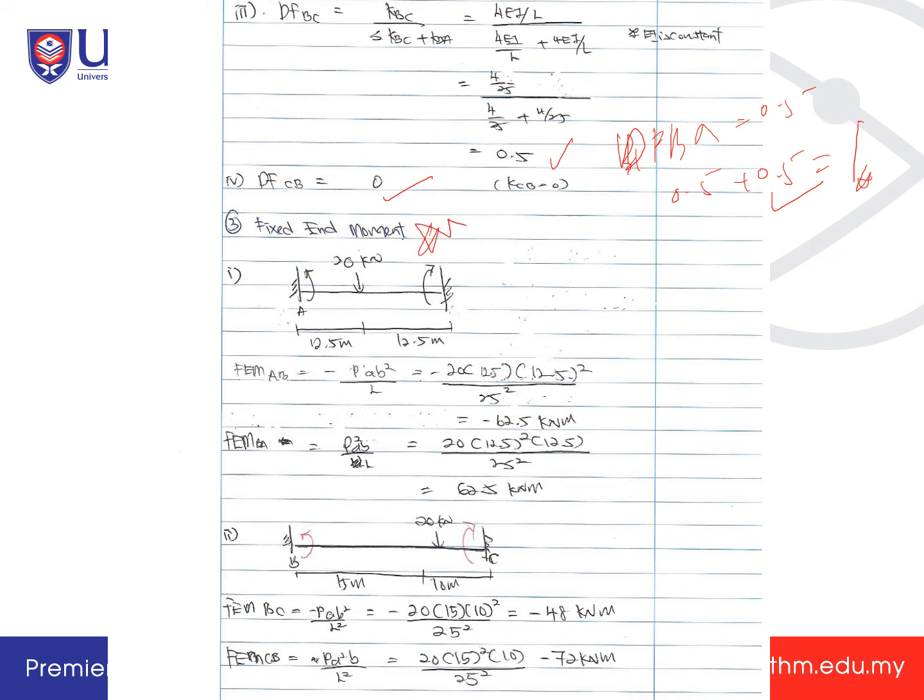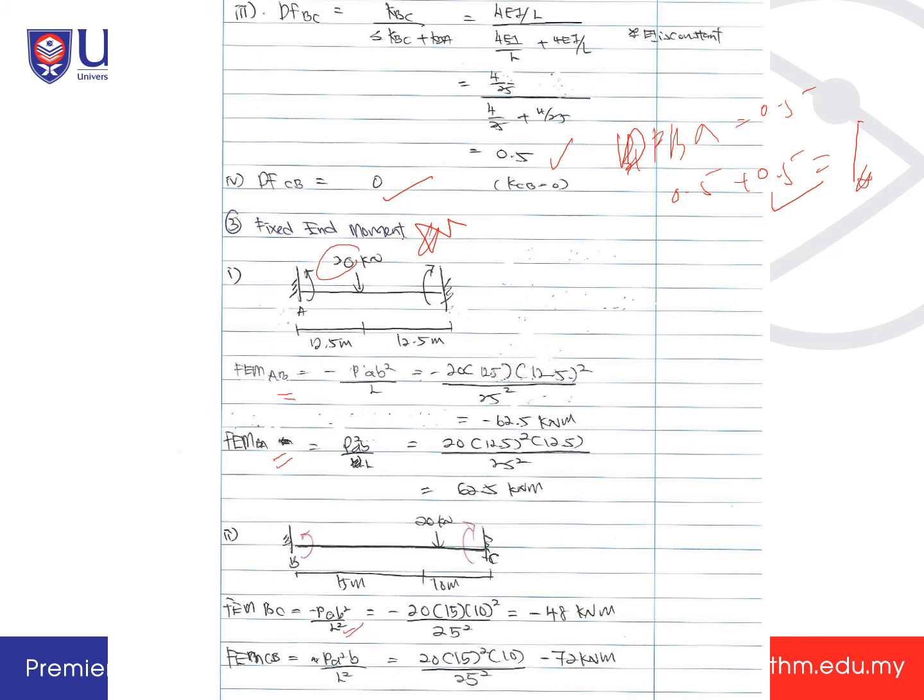So you have a point load, then you use this negative PAB squared over L. Okay, then you will get the fixed end moment value for AB and BA. Okay, and then for BC sections, you also use this formula. Okay, but now it's not at the middle.